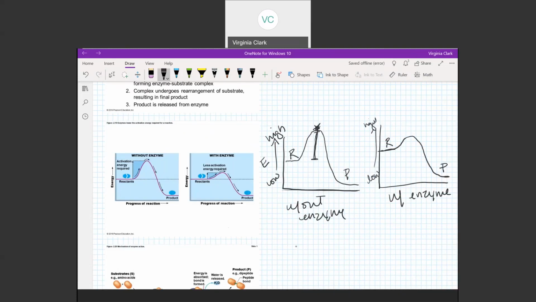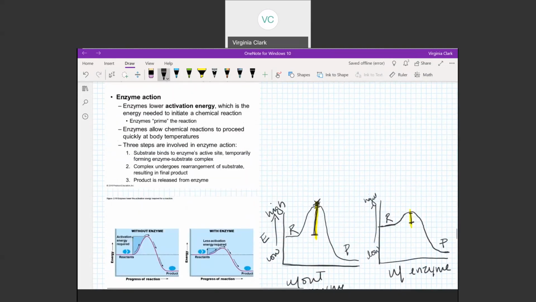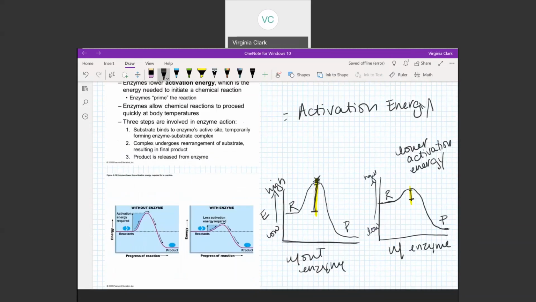So what happens when you add an enzyme is you essentially decrease how much energy is needed for that reaction to occur. And that is going to be called activation energy. So the slide before, we'll talk about activation energy is the energy that is needed to initiate and complete a chemical reaction. So with an enzyme, it is a lower activation energy. So that is what is happening with that.